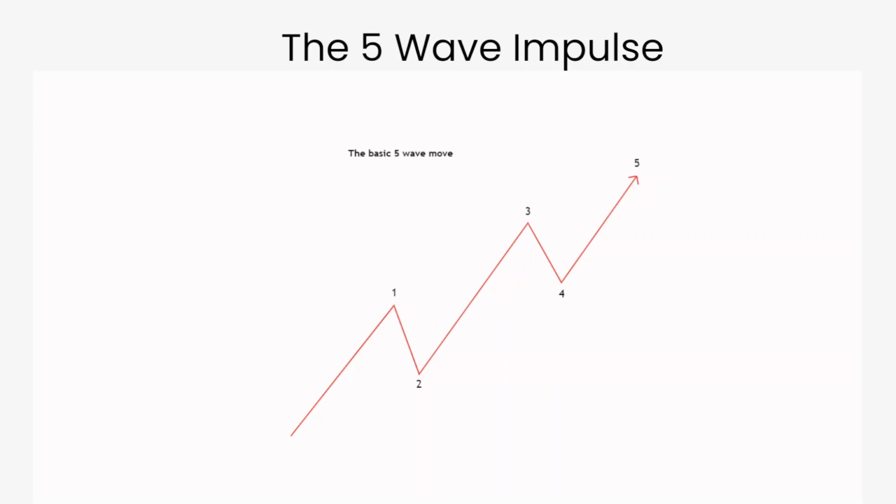Here we go. Finally, some visuals to look at. This is what we were just talking about: a visual of a 5-wave impulse move. If we took away the numbers, you would just think, oh, that's what a normal stock chart looks like. It goes up and then it comes down a little bit, but it makes a higher low and then continues higher, makes another higher low.